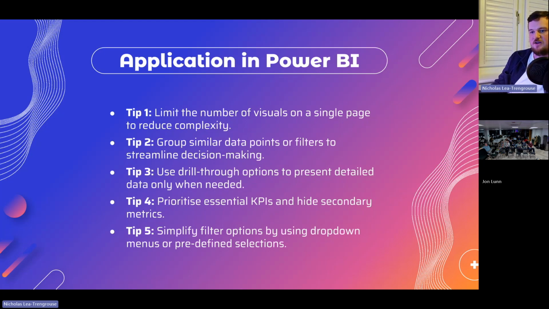Prioritizing essential KPIs: focus on those core metrics so users can make quicker decisions without being distracted by what we may call less important data at the time. And then simplifying filter options as well, so drop downs, predefined filters, so limit the number of choices presented at once.